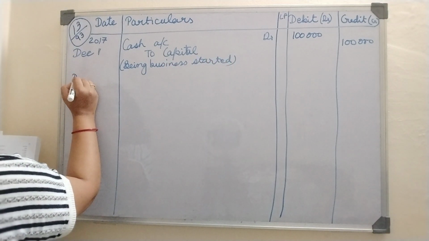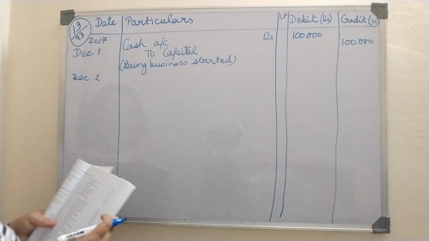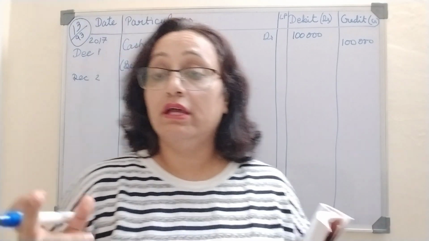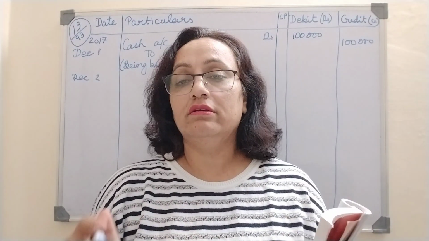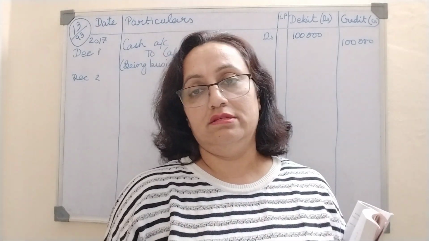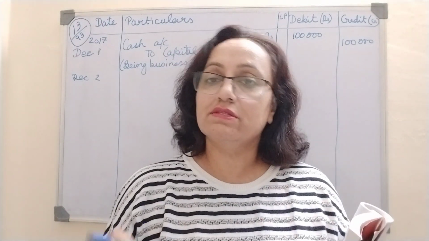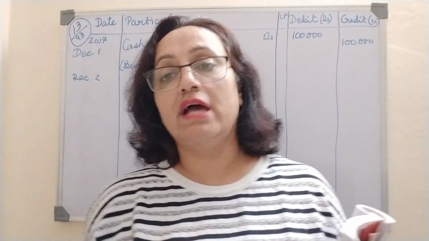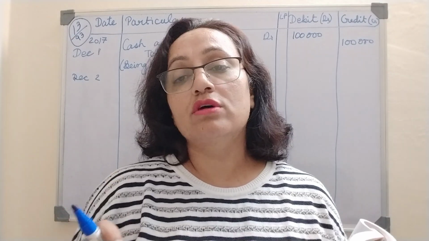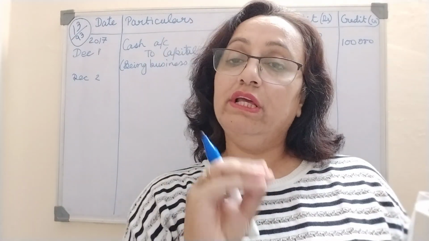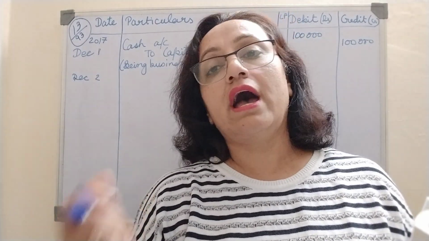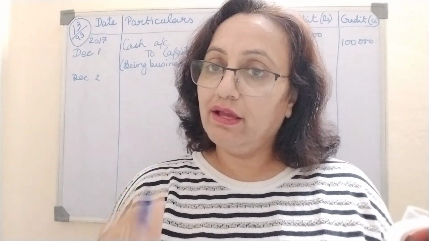Now December 2. Open a bank account with SBI. So whenever I am opening a bank account, what two accounts are affected? My bank account is increasing and my cash account is decreasing. These kind of entries which have effect on both bank and cash are called contra entries. Keep this in mind because contra entries basically affect only bank and cash. So whenever any one of them is increasing or decreasing, that entry is called contra entry.